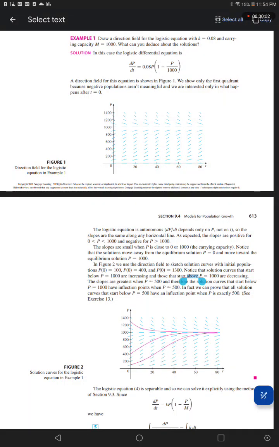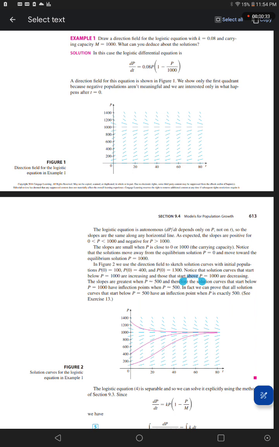Example 1. Draw a direction field for the logistic equation with K equals 0.08 and the carrying capacity M equals 1000. What can you deduce about the solutions? Solution: in this case, the logistic differential equation is dP/dt equals 0.08 P (1 minus P over 1000).